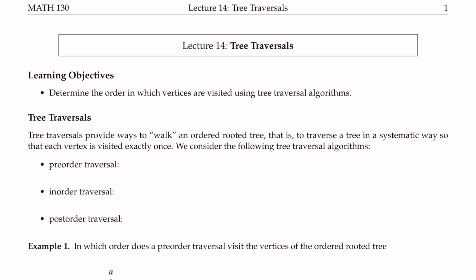The first one is called preorder traversal, the second one is in-order traversal, and the last one is the post-order traversal. For the preorder traversal, the algorithm is that you visit the root first, then visit subtrees from left to right. So here you have to visit root first, then visit subtrees from left to right.